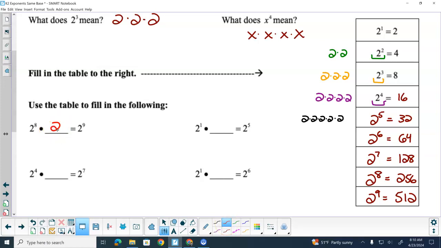Well, in my chart, 2 is the same as 2 to the 1st power. Okay. 2 to the 1st power is 2. 2 to the 5th power is 32. What times 2, the what, that box, what times 2 is 32?